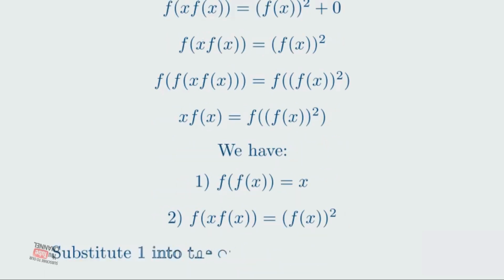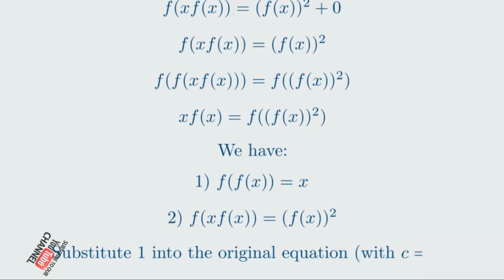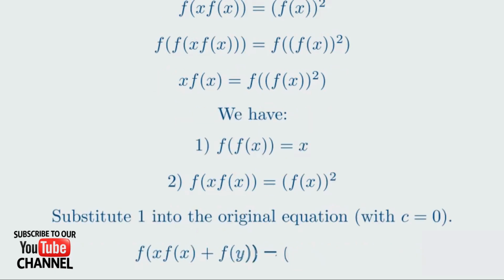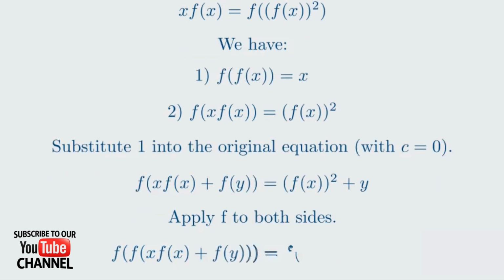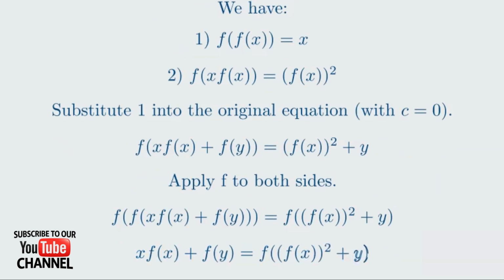Let's substitute x·f(x) = f(x²) back into our main equation for c = 0. The original equation is f(x·f(x) + f(y)) = f(x²) + y. Let's apply f to both sides of the full original equation, remembering that f(z) is z. The left side simplifies to just x·f(x) + f(y). On the right side, we use our results to simplify. f(x²) is x², and f(y) is f(y).